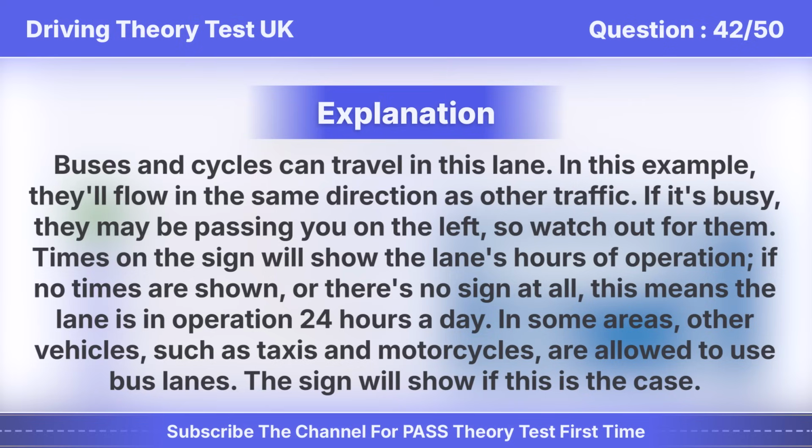Times on the sign will show the lane's hours of operation. If no times are shown, or there's no sign at all, this means the lane is in operation 24 hours a day. In some areas, other vehicles, such as taxis and motorcycles, are allowed to use bus lanes. The sign will show if this is the case.